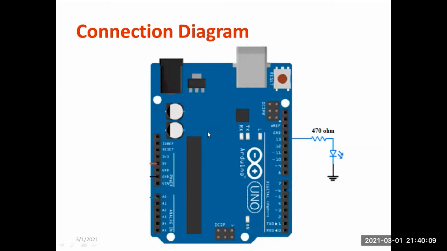We have the Arduino. What you're supposed to do is I'll be maintaining pin number 13 as the output pin. Okay, so output I'll be taking from pin number 13. So you need to connect one LED through a current limiting resistor as shown in the diagram. Okay, this can be done with the help of a breadboard.